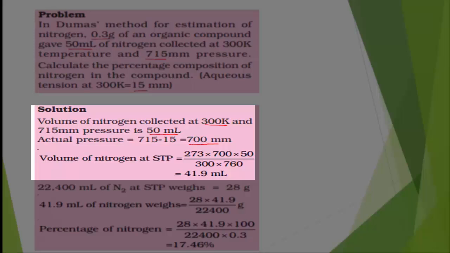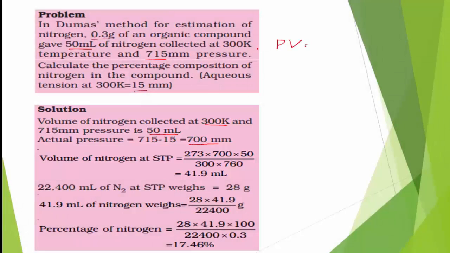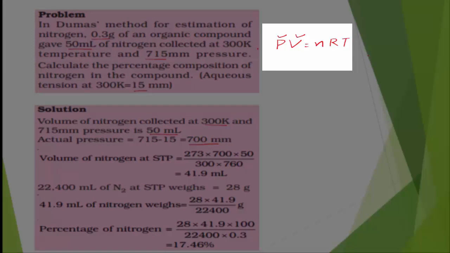So now either you can directly use the ideal gas equation, PV equals nRT. You have the pressure, you have the volume, you have the temperature. Use the constant value of R, then you can easily get n, the number of moles. Once you get the number of moles, you can easily get the amount of nitrogen, and the rest of the thing will be the same here.